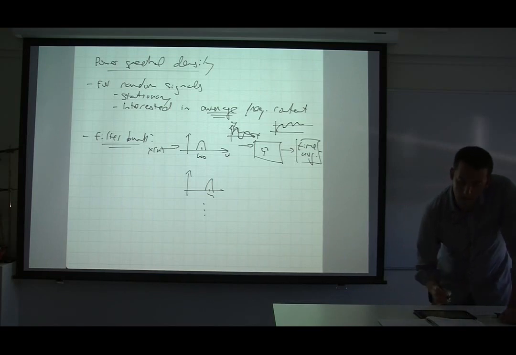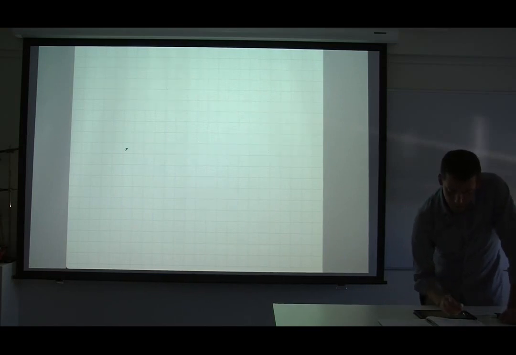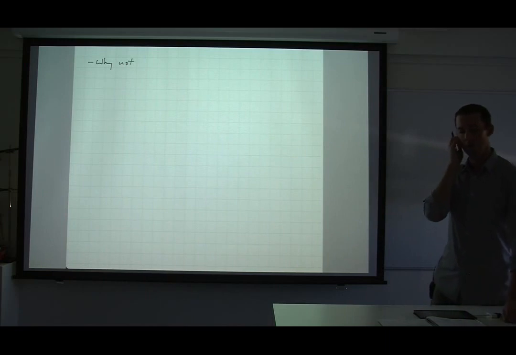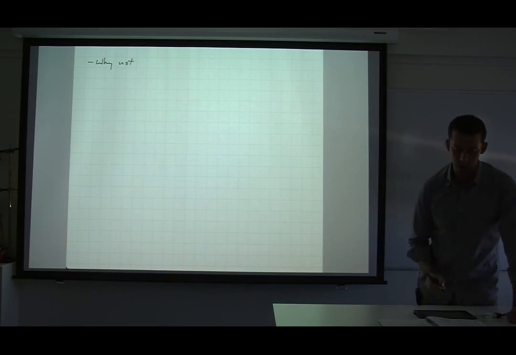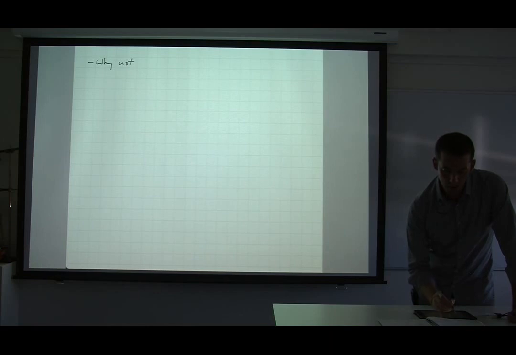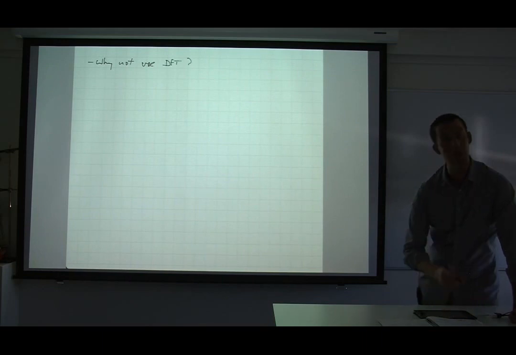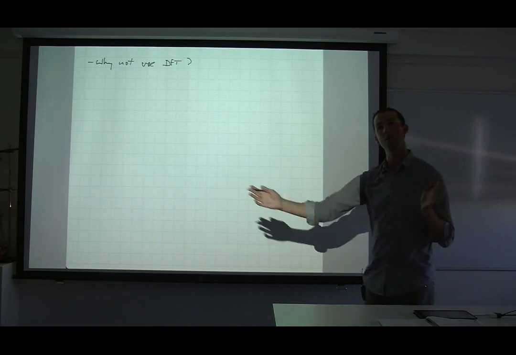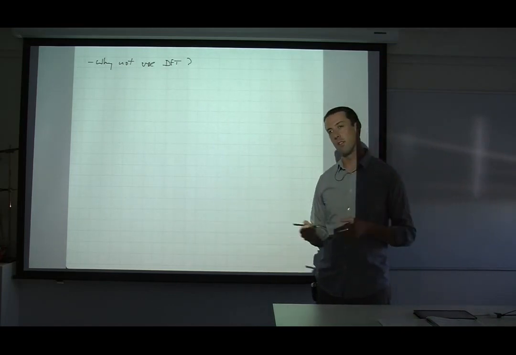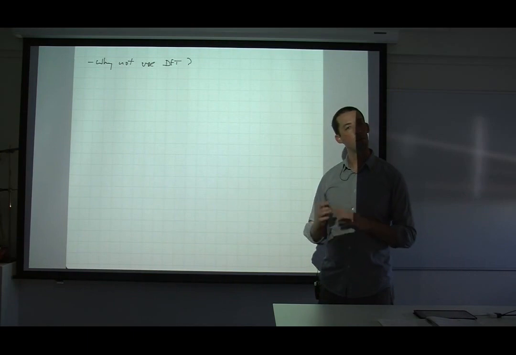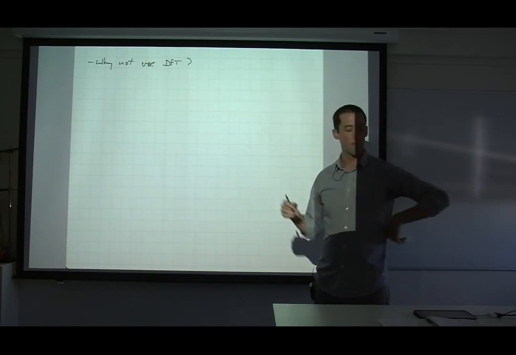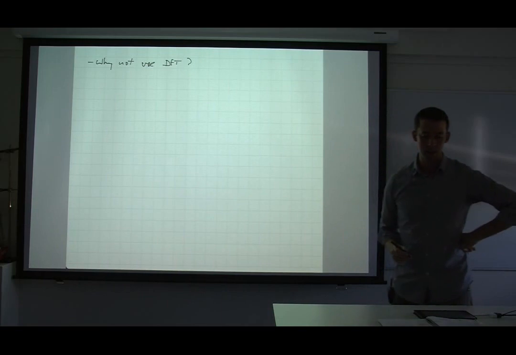Now, there's an issue here. I've seen people do this in research papers even, when they try to estimate the spectrum of a signal, and it's wrong. Why not use the DFT, for example? Just a Fourier transform. I've got some random signal, and I want to know what is its frequency content. So I just take a transform of it, and I get a plot, and I say, well, there it is.